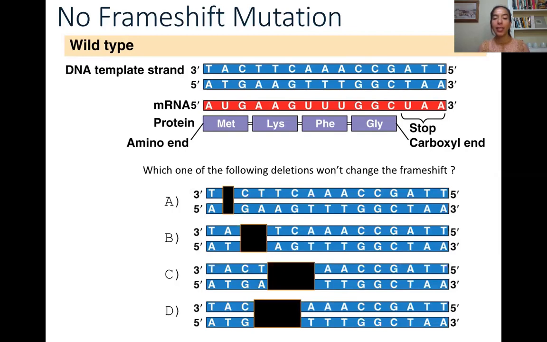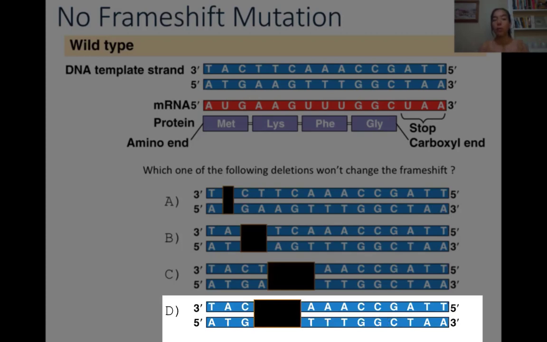Now, this is a question for you to test your understanding. Which of the following deletions won't change the frame shift? Okay, so the one that won't change the frame shift is D, because here we have the methionine as before, and then we are deleting these 3 nucleotides. So it's not changing the frame shift. We are going to just exclude lysine, but we're going to have methionine, and then we're going to skip this. We're going to have phenylalanine later, and then glycine right here. So this mutation won't shift the frame.